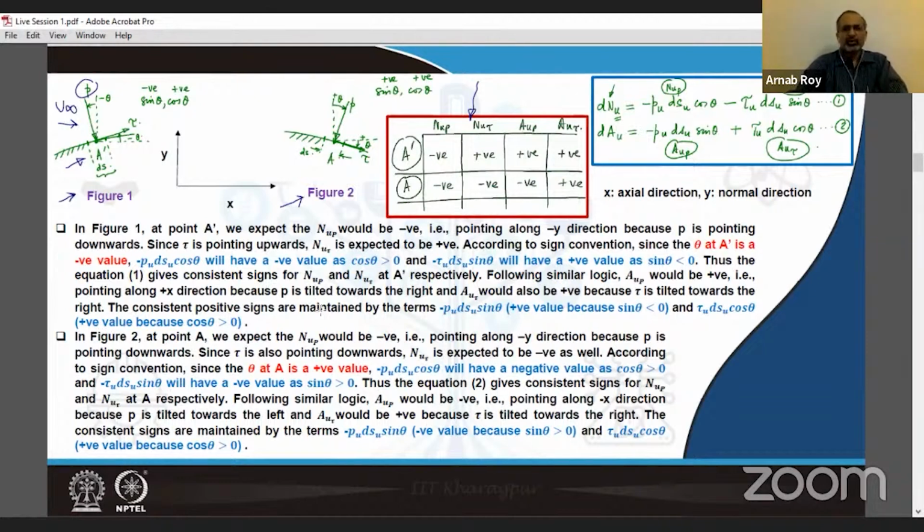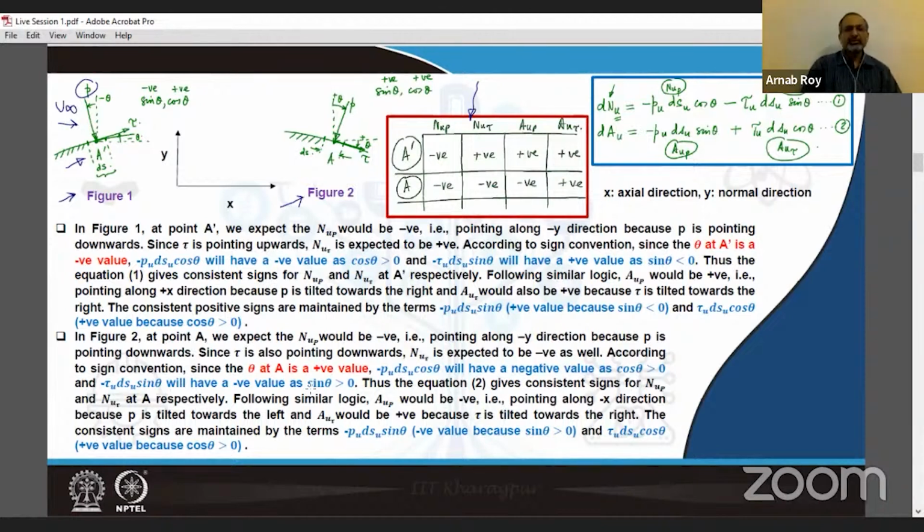And again, when you go to the equation, the consistent positive signs are maintained by these terms. Minus Pu dSu sin theta becomes positive because sin theta is less than 0. And again, tau u dSu cos theta remains positive because cos theta is again greater than 0. So we did a round of arguments where we could show, both from the physics perspective as well as from the equation perspective, that we are getting consistent signs.